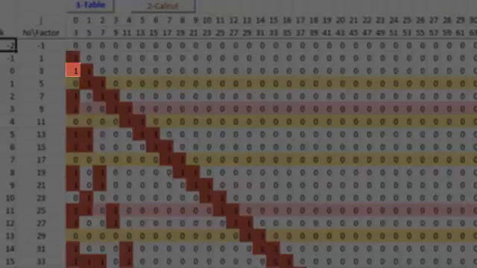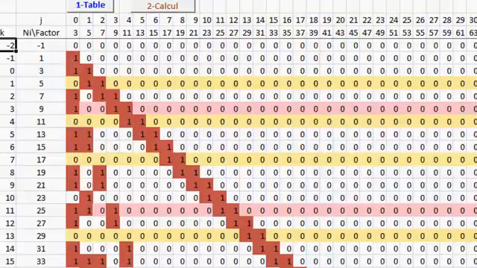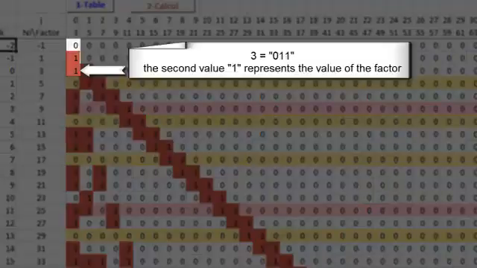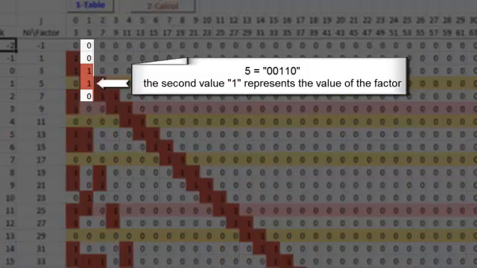We will show how to complete each cell of the table with a binary value equal to either 0 or 1. The value of each factor is written in binary mode with an increasing number of binary values. We will see that this number is equal to the value of the factor.